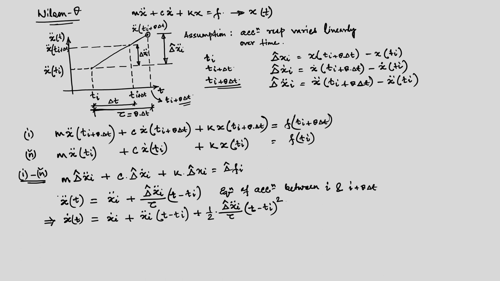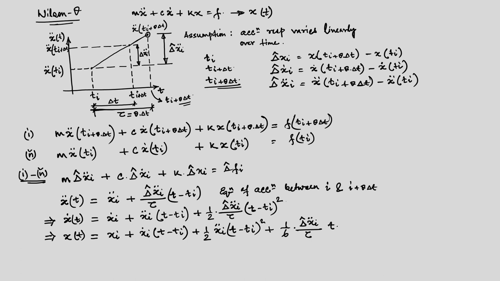So, we started with the assumption on acceleration, and from that we get velocity, and then again if we continue the same process, we will also get the displacement. So, what is the displacement? We will have x_i plus x_i dot times (t minus t_i) plus half x_i double dot times (t minus t_i) whole square plus 1/6 delta x_i double dot hat divided by tau, then (t minus t_i) cube.